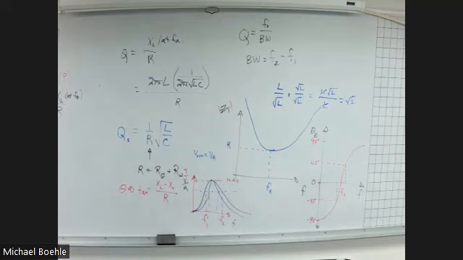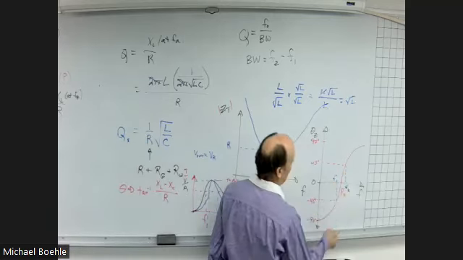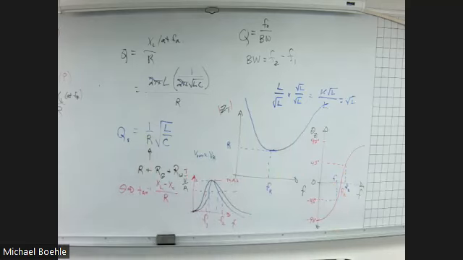Lower cutoff, upper cutoff. Exactly. This is the lower cutoff frequency. This is the upper cutoff frequency. Because we have two places where the magnitude of the difference between the reactances is equal to the resistance.